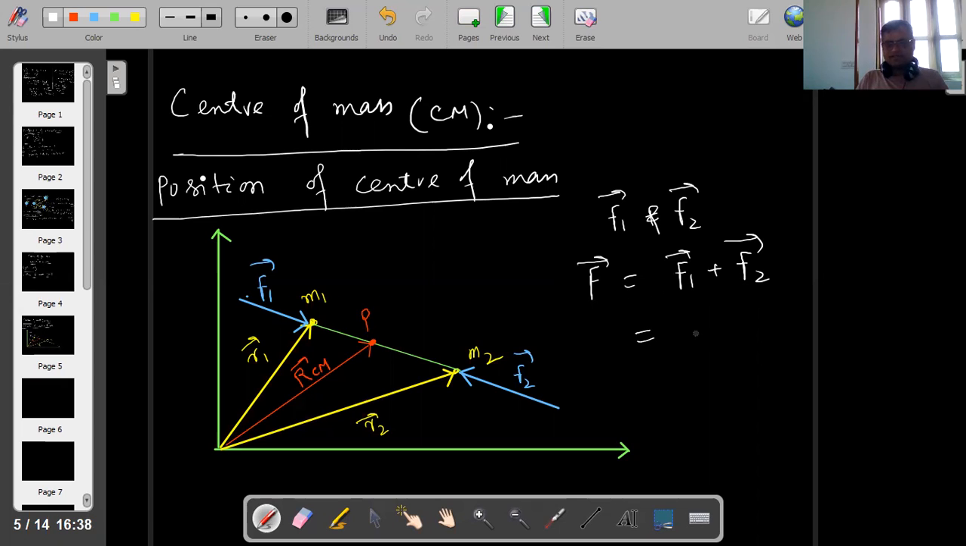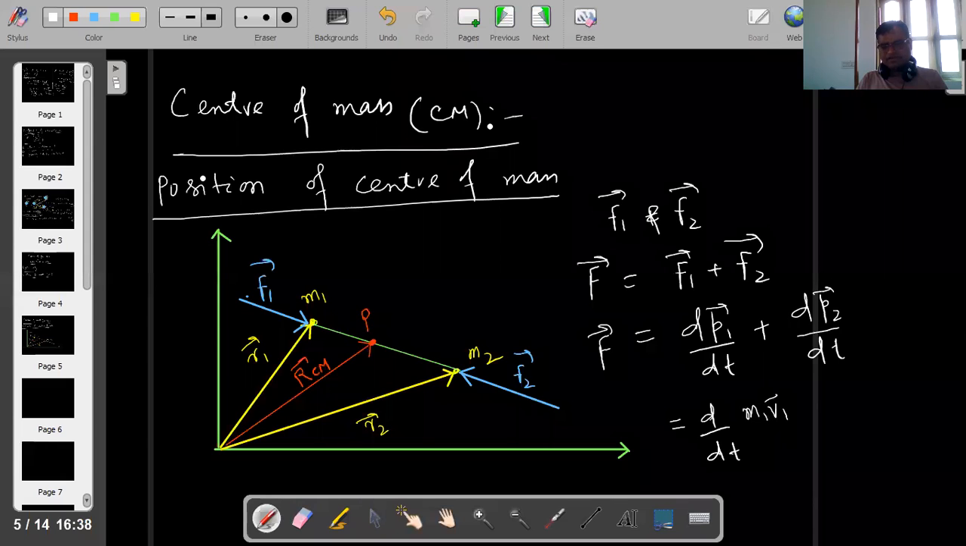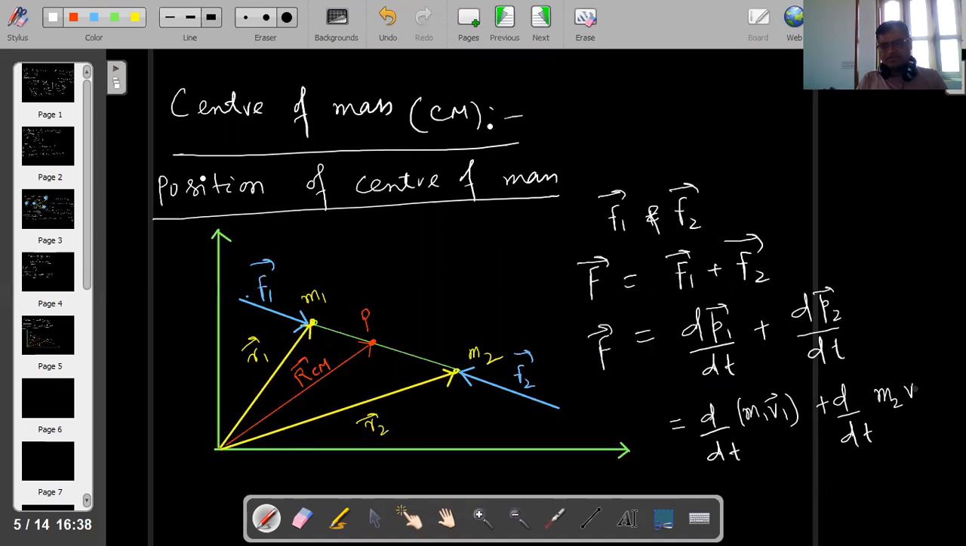What is F1? F1 is dP1 by dt, the rate of change of momentum. Similarly, F2 is dP2 by dt, the rate of change of momentum of the second one. What is the formula of momentum? Mass into velocity. Yes, write down: d by dt of P1 is m1 into v1, and similarly d by dt of P2 is m2 into v2.